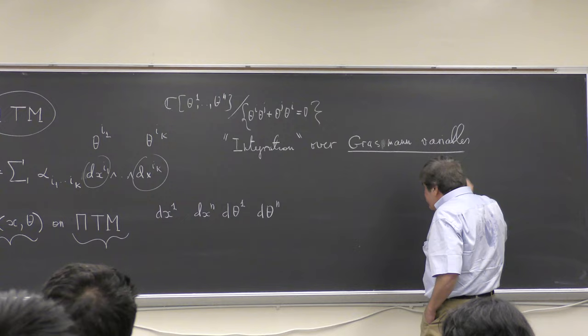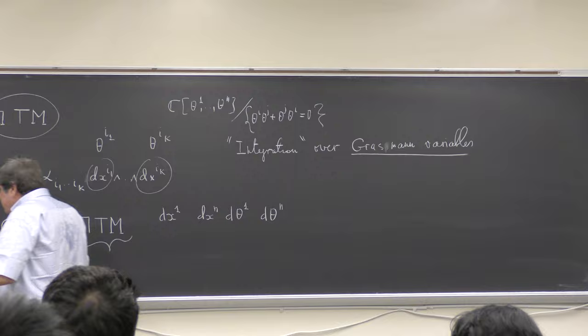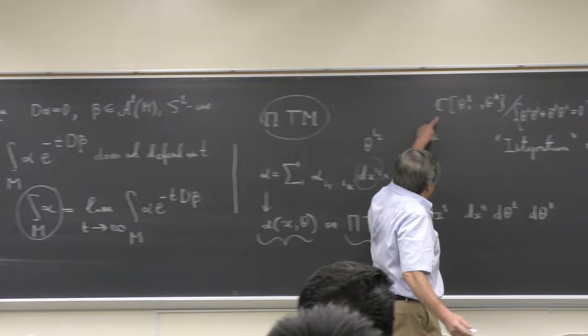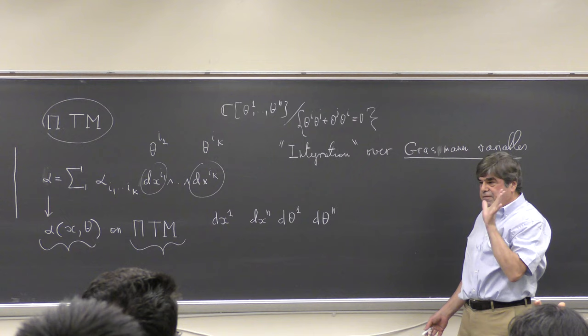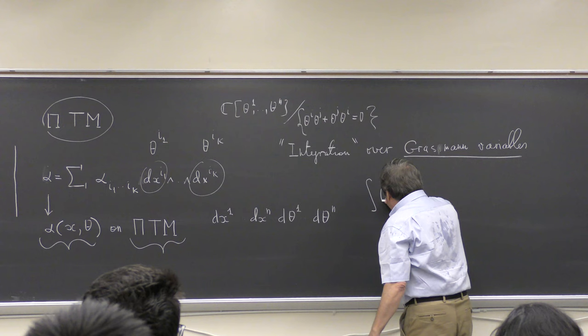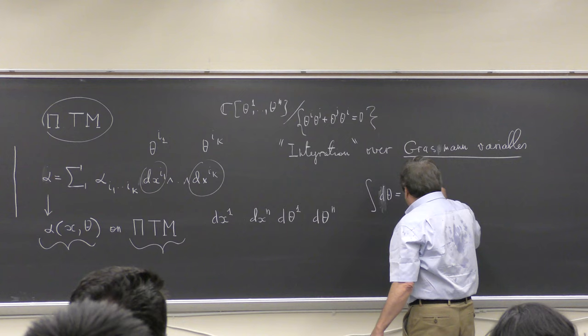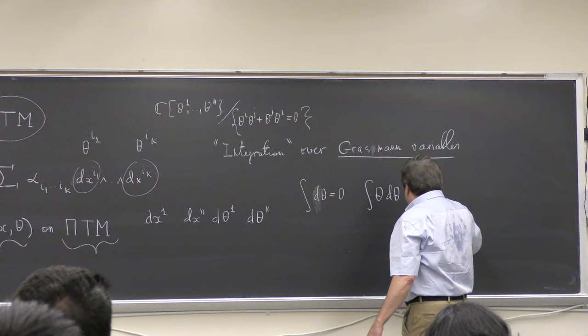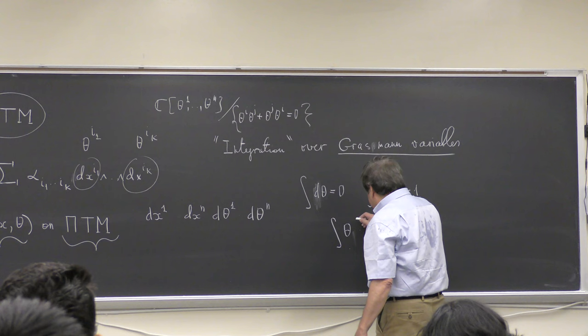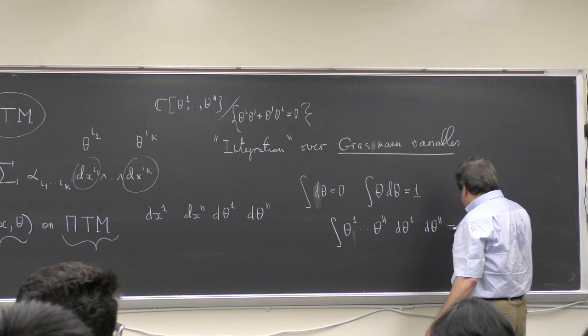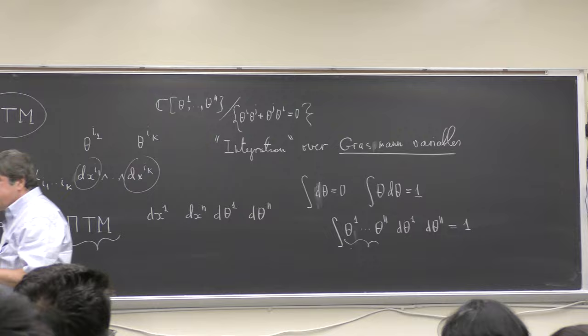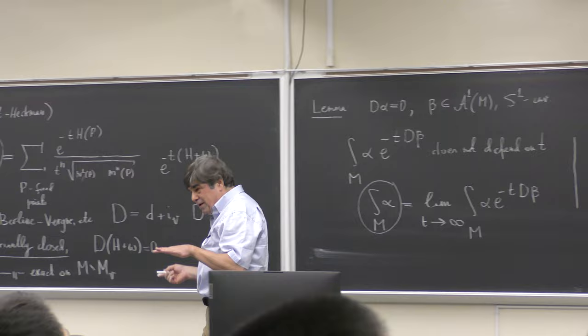What does this mean? The rules are very simple. Basically, you write every element as a linear combination of homogeneous components, then the Grassmann integral picks up the coefficient at the top component. That's all. Formally, you write it like this. Integral of d theta is zero. Integral theta d theta is one. And integral theta one through theta n, in this particular order, d theta one through d theta n is one. If one of the thetas is missing, the integral is zero. So this is kind of an algebraization of integration of differential forms.